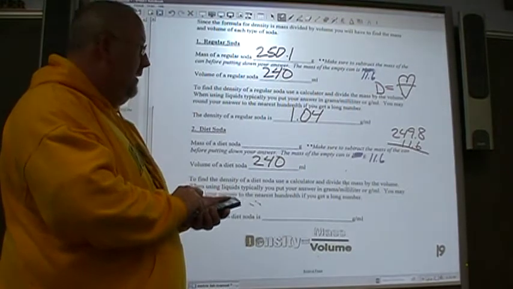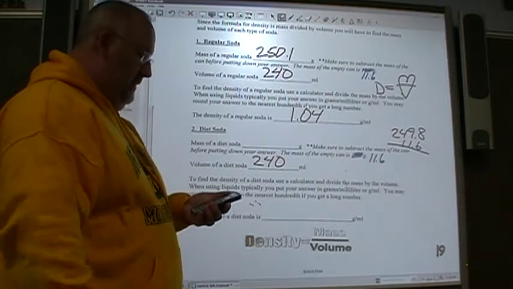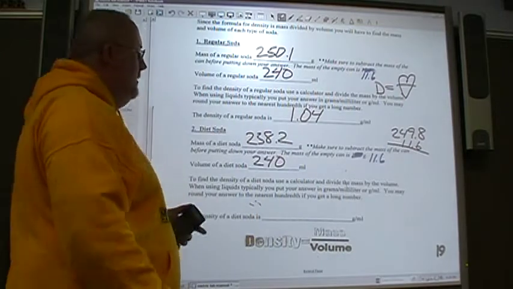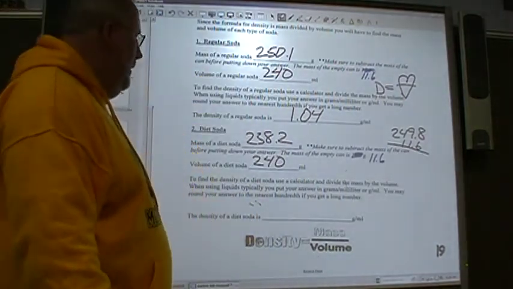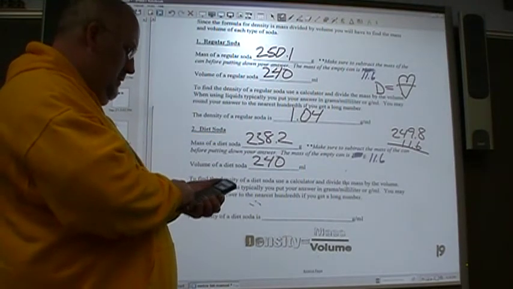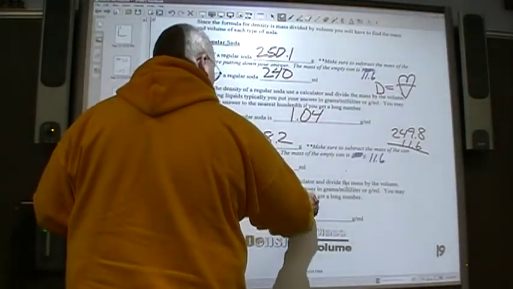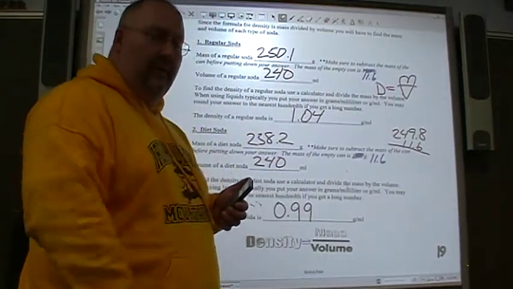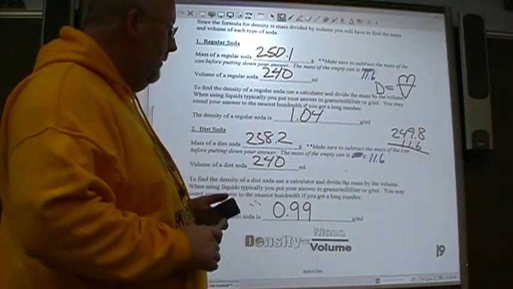So 249.8 minus 11.6. That gets me 238.2. So the numbers in terms of the mass really aren't that far apart actually. I do my formula again, mass divided by volume, and I get 0.99. So 1 milliliter of diet soda on the scale without the can would be less than 1 gram, just by a little bit, not by a whole lot.